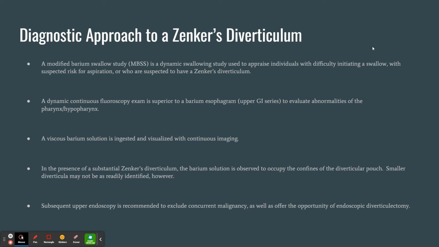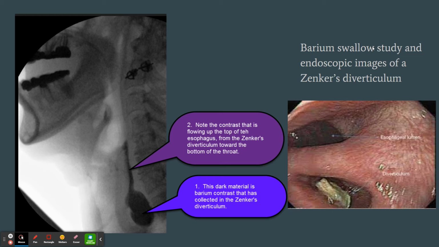Subsequent upper endoscopic evaluation is recommended to exclude any concurrent malignancy, as well as offer the opportunity of endoscopic diverticulectomy, as we see typically performed in the outpatient clinic setting. So here are two images, one from a barium swallow study showing contrast occupying the diverticulum, and the other from direct endoscopy, where you see the actual esophageal lumen, and then an occupied diverticular pouch with either food or some sort of debris in it.